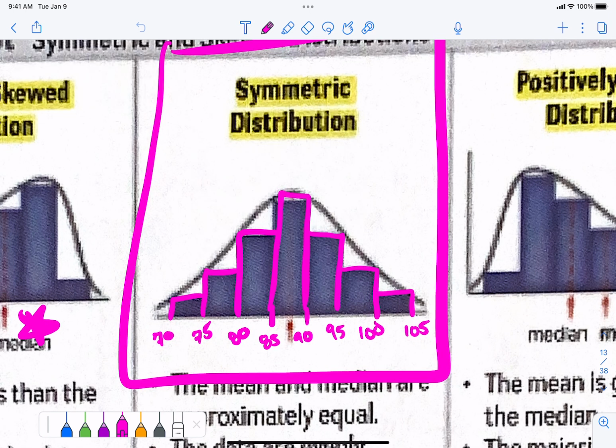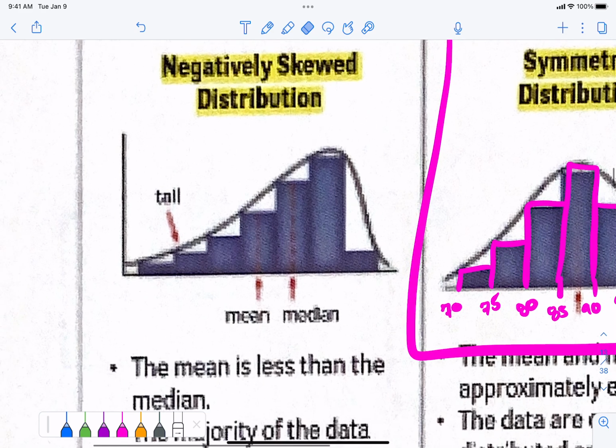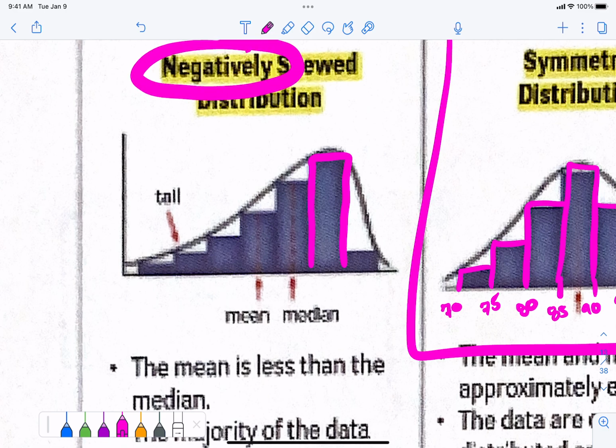So anyway, that's a symmetric distribution where you've got the tallest towers in the middle and then they're kind of tapering off, right? Now, I will never understand, well, I understand how they do this, but I will never agree with this. They say that when your tallest tower or your highest frequency is on the right side, this is negatively skewed. Why can't it be positive? Wouldn't it make sense if it was positively skewed?